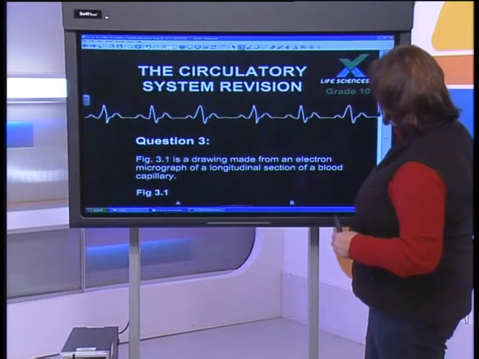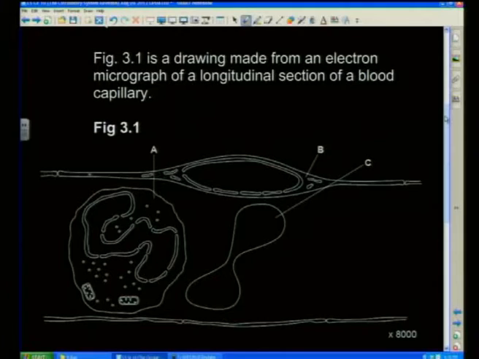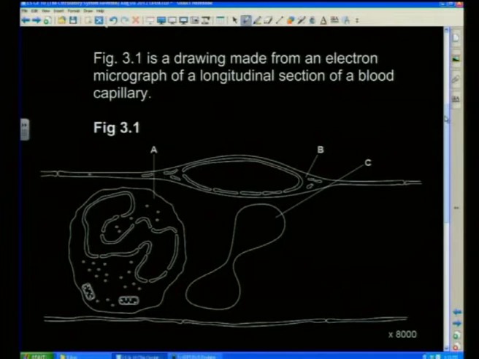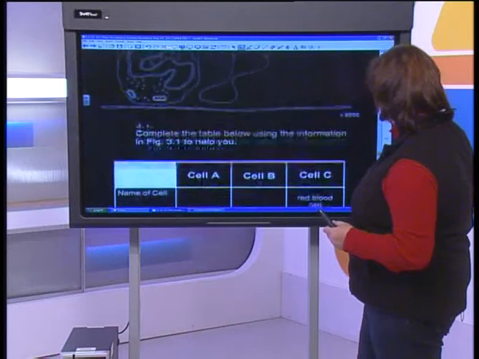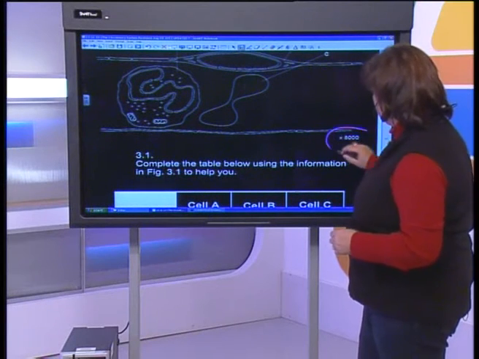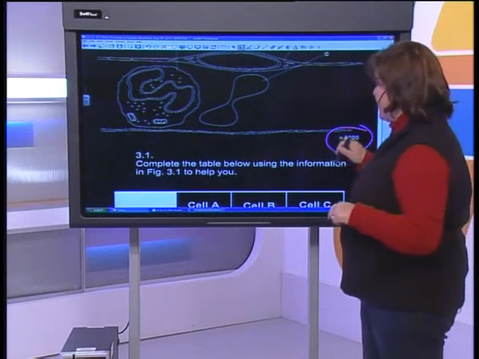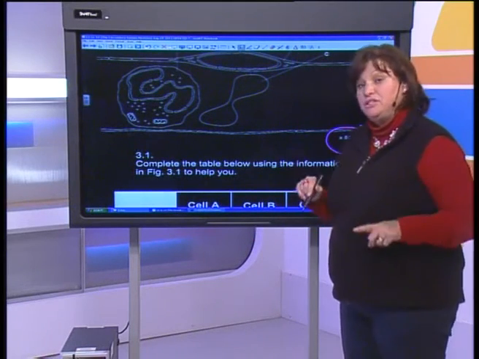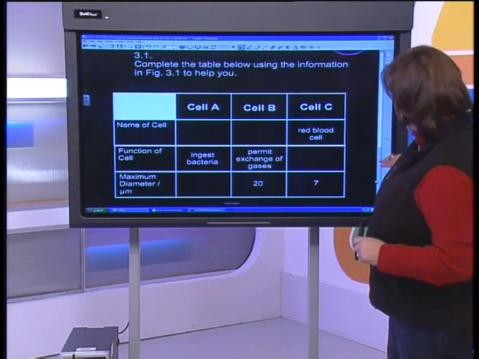So if I had to go on to a question, there we go. Here I've got a line graph. It says here, drawing made from an electron micrograph of a longitudinal section of a blood capillary. So there's the capillary, and here, as you're going to see, are 3 different blood cells. Also notice they've given you an information source. Magnification is times 8,000, so we might need to use our triangle again. We're going to use a table, quite a simple table here.